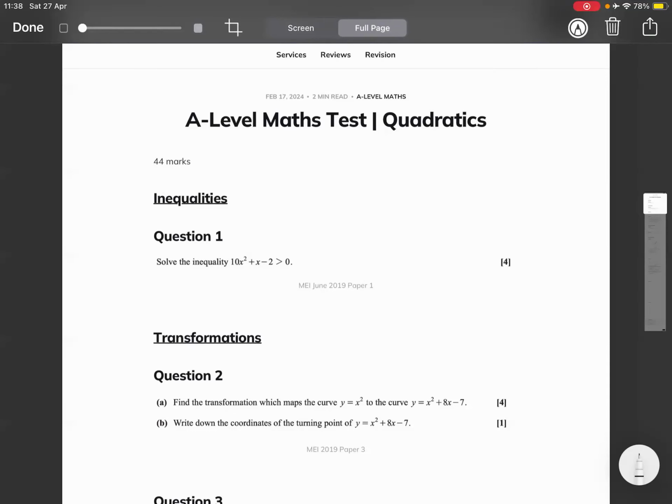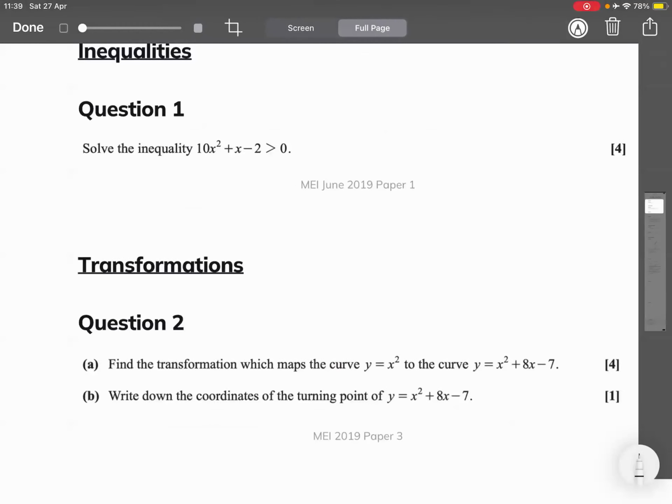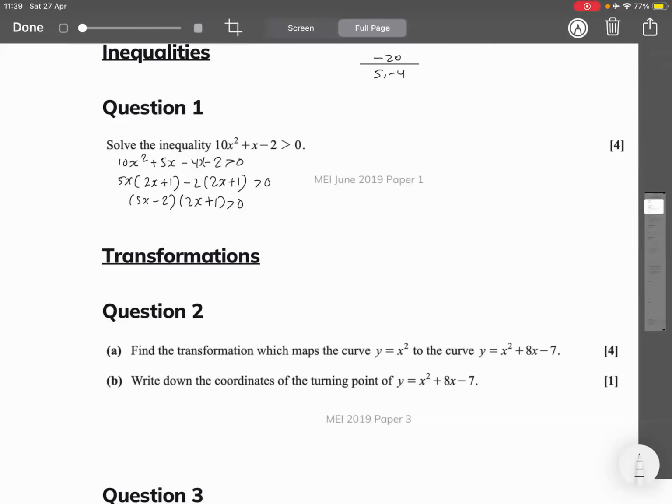In order to do question 1, I have to first factorize 10x squared plus 10x minus 2. Now that that's been done, I just need to sketch the roots. So one of them is 2 over 5, and one of them is minus a half. And then I draw my U shape, which is meant to go through them.